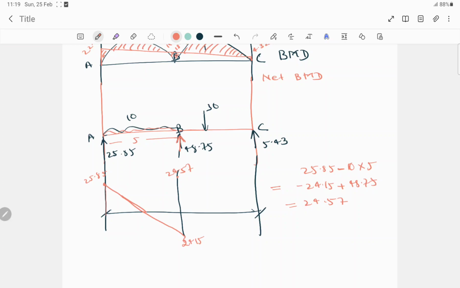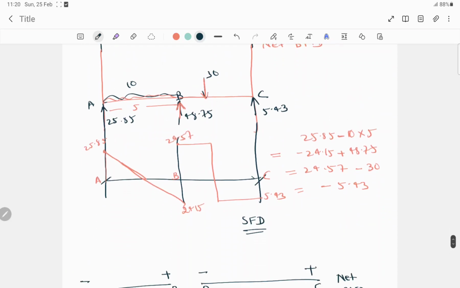Here see, this force is acting downwards, then it will be minus 30. So the value will be around minus 5.43. It's a point load, so it will go directly down, and the minus sign will be here around 5.43. So this is point A, this is point B, and this is point C. This is the shear force diagram of the beam.